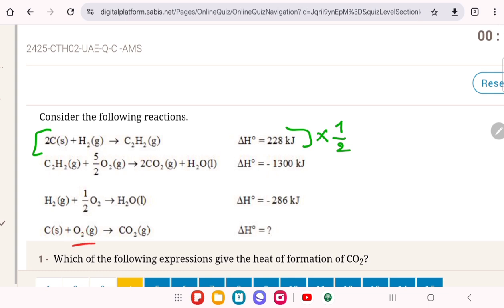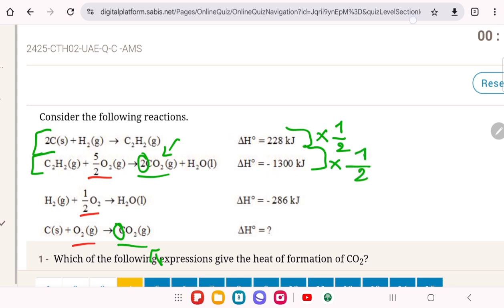Next, we have the O2. Which equations have O2? We have this equation and this equation. We will leave it for last because if we have any compound or element in more than one equation, we always leave it for last because it will balance itself out. Now CO2. Which equation has CO2? This equation has CO2. Here it is a product, here it is a product. Here the coefficient is 2, here the coefficient is 1. So that means we multiply this by 1 over 2 as well.